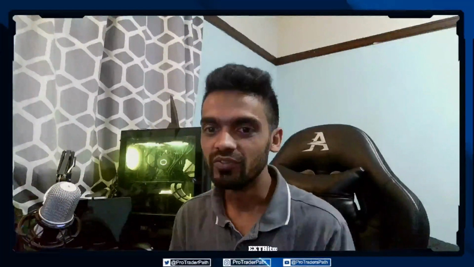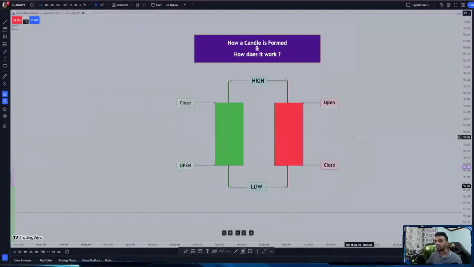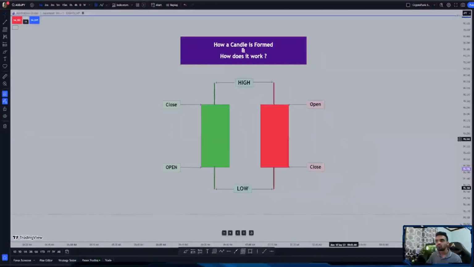So the first video that I'm gonna show you guys today is going to start with what is a candle, how the candle is formed. Okay, so without any further ado, let's start. So here in this video I'm going to talk about the candle formation, what the candles are, what they represent, and how to read a candle.